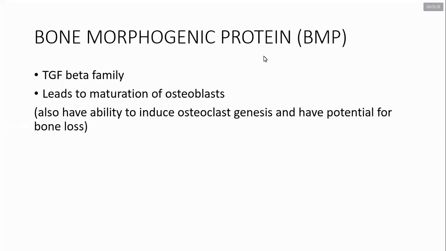Okay, again, BMP, bone morphogenic protein, they are again very expensive kind of things. So they lead to maturation of osteoblasts. So hereby you are promoting osteoblasts. You want them to mature early, so that it lays down more and more bone. So you basically aim to lay down more bone than what is lost.